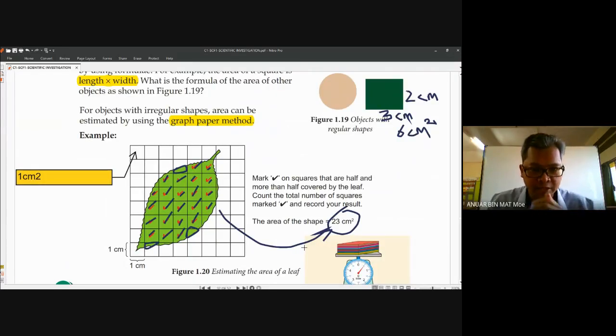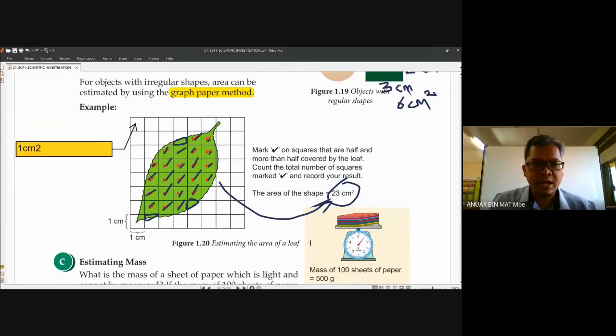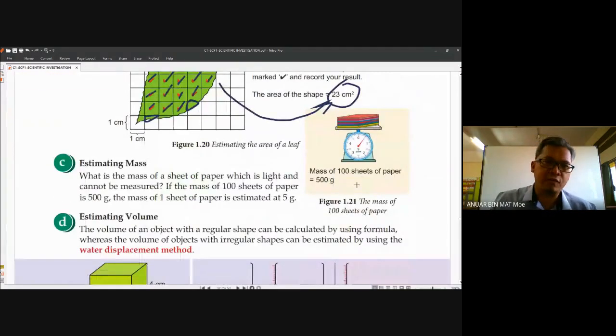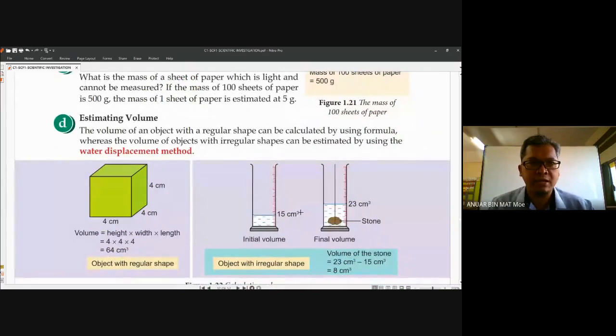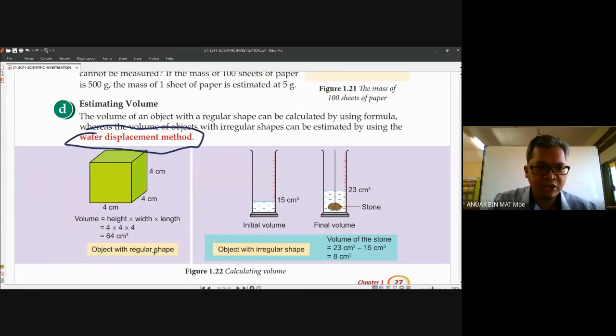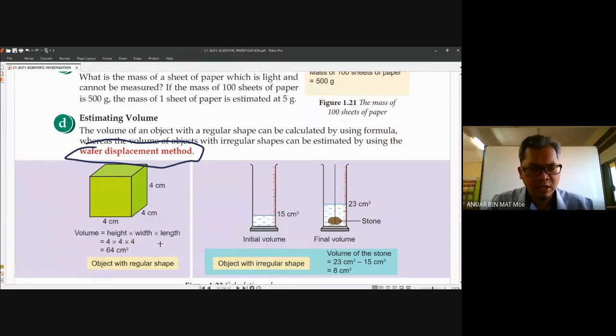Estimation. All right. So next one, estimating the volume. Of course, you can use the method here, and also estimate the volume by using the water displacement method. If regular shape, you can just find the volume by multiplying the height, the width, and the length. So you have here 64 centimeter cubic. The 3 here is what we call cubic, right?